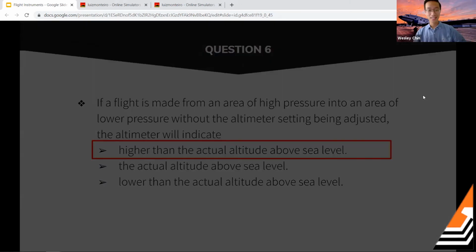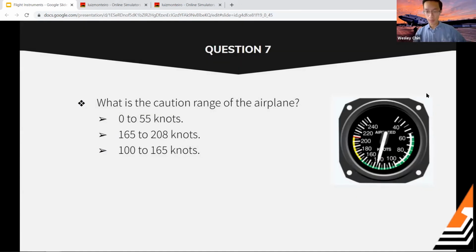You got it. All right, so here's an airspeed indicator. What is the caution range of this airplane? You've got 3 different choices. I think it's 165 to 208. You got it, Omar, exactly. So 165 to 208, that's the yellow arc, your caution range.